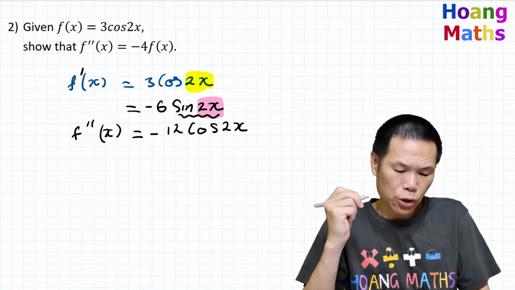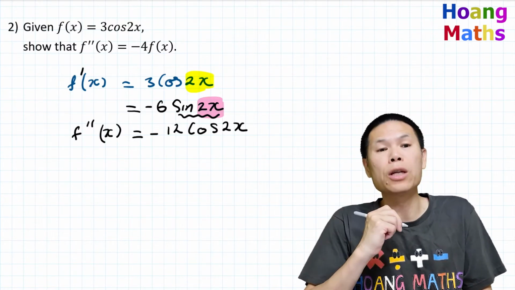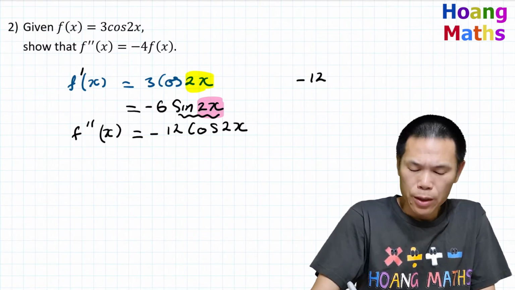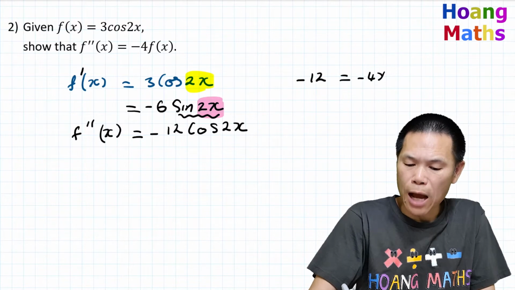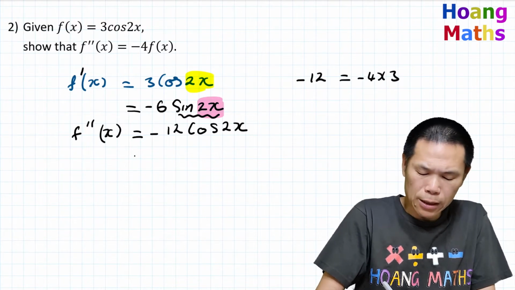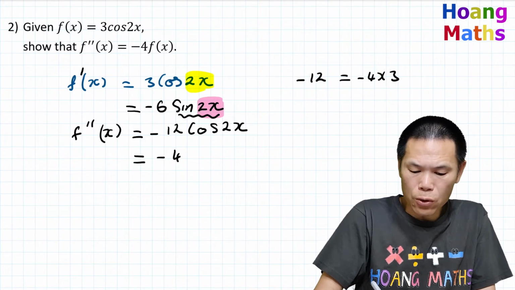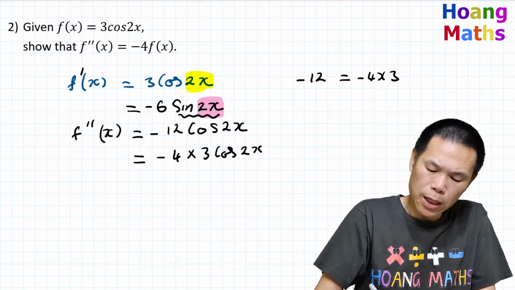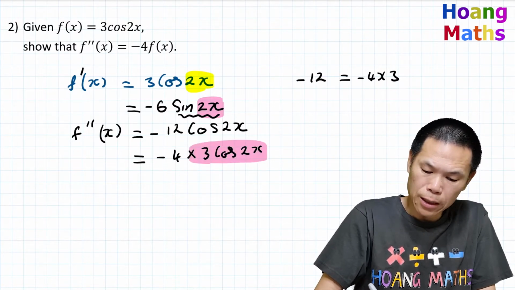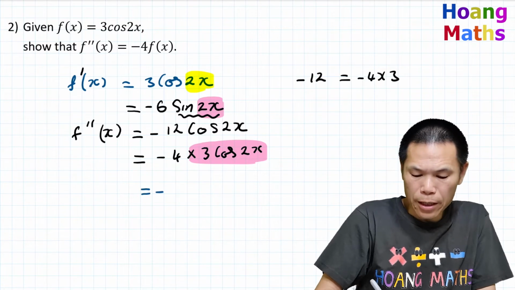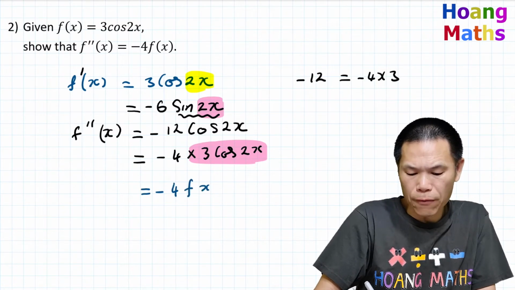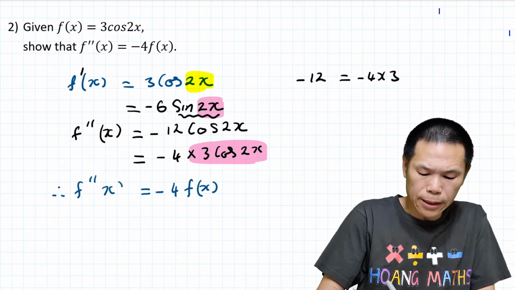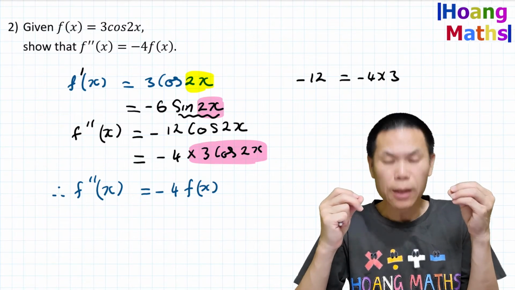But then we need to show f double dash x is equal to negative 4 times f of x. So if you think about it, negative 12 is equal to negative 4 times 3. Let me just write this down. So negative 4 times 3 cos of 2x. And we know that this one here is f of x. So that will give me negative 4 times f of x. So therefore, f double dash x is equal to negative 4 times f of x.